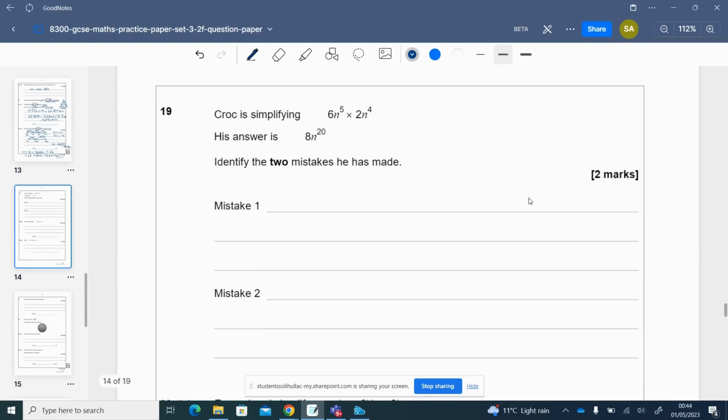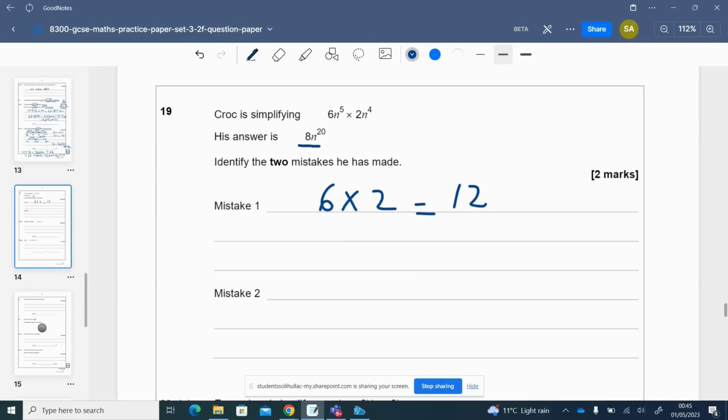Right, question number 19. Croc is simplifying 6n to the power of 5 times 2n to the power of 4. His answer is 8n to the power of 20. Identify the two mistakes he has made. So mistake one is that when you multiply the two numbers, he actually added the numbers together. He needs to do 6 times 2, which gives you 12. What he actually did was add the two numbers together, which gives 8, which is the mistake.